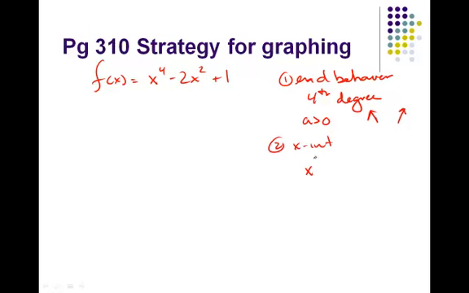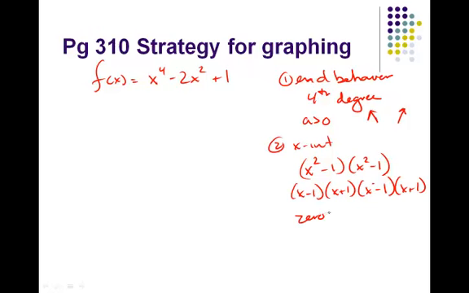This does factor: x squared minus 1 times x squared minus 1. Wait, did I copy it? No, that's right. And then those are x minus 1 times x plus 1 and x minus 1 times x plus 1. So I have zeros of -1, which appears twice, and +1, which appears twice.